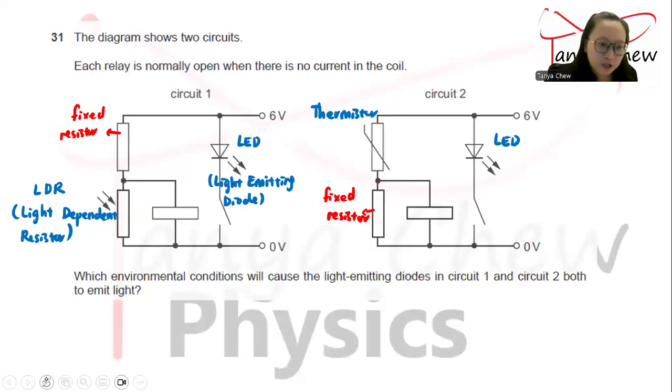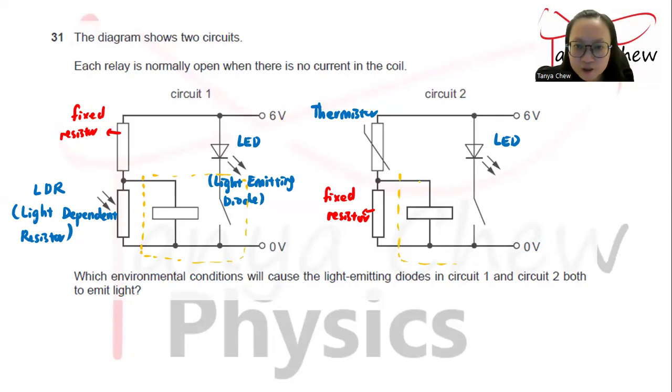Let me use a different color. The whole thing here, I'm going to highlight it later. This whole thing here is actually assembled inside the relay. So a relay consists of an electromagnet and a switch. That is called a relay.